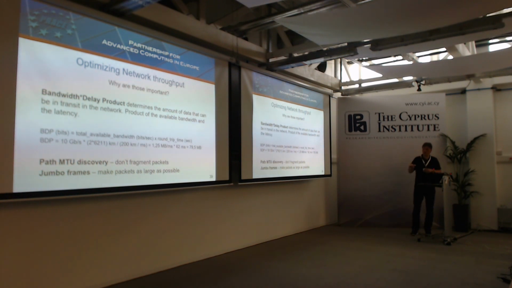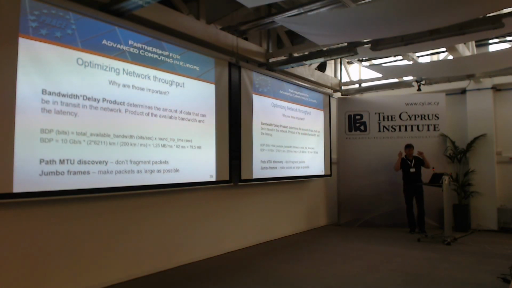It's easy to compute. If you have a 10 gigabit connection and round trip time, so 2 times the 6,000 kilometers divided by 200 kilometers per millisecond, it gives you 1.25 megabyte per millisecond. It's just this computed, and multiplied with 62 milliseconds. So it's a 79 megabyte buffer per connection you set up.